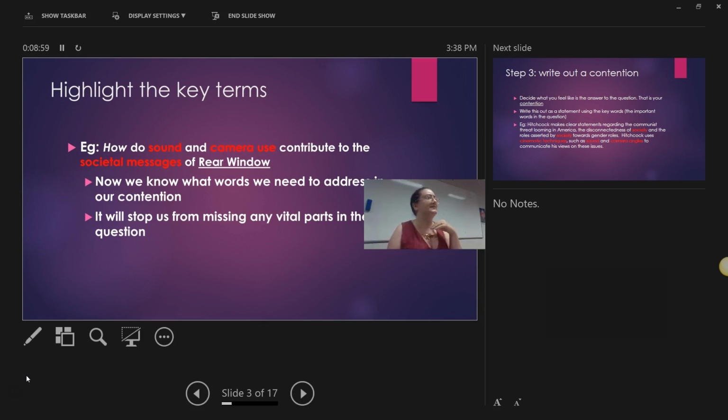And you've got, obviously, that lovely word, how. Now, how is a text construction prompt. Not only are you going to tell me that sound and camera use contribute to the societal messages, you also need to tell me how they do that. Okay, there is no avoiding it. So if you get a how question, think text construction. It wants you to go, how is it put together?